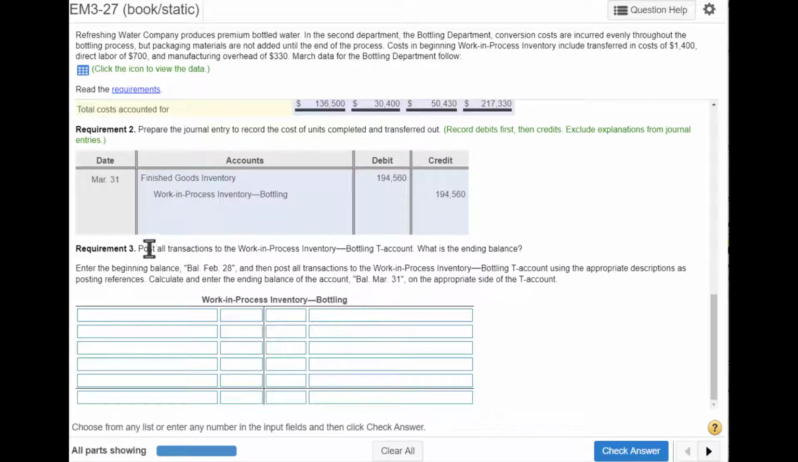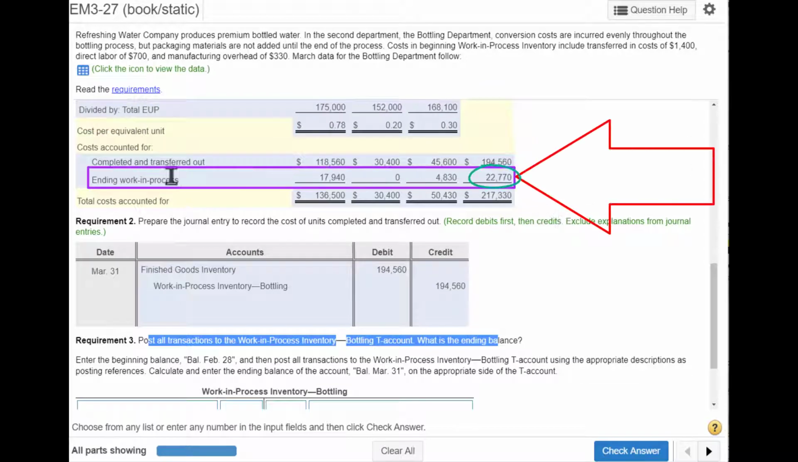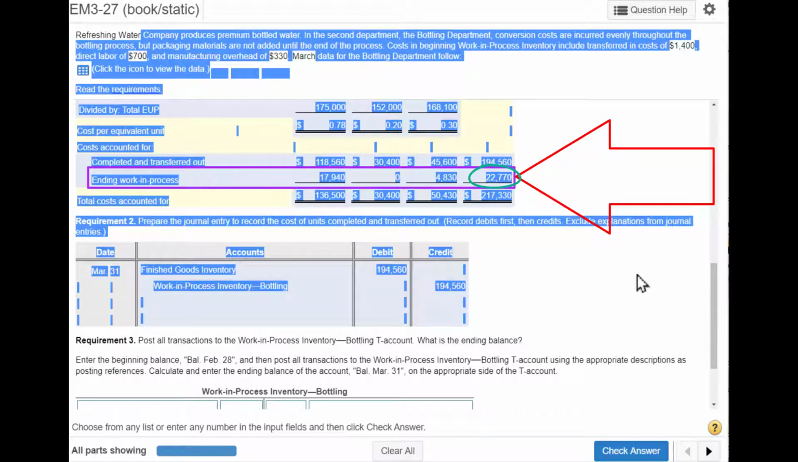And now they want us to post all transactions to the work in process inventory bottling T account and figure out what is the ending balance. Well, we already know the ending balance. The ending balance is right here, ending work in process. But they want you to do a T account to kind of show you how the whole thing is working.